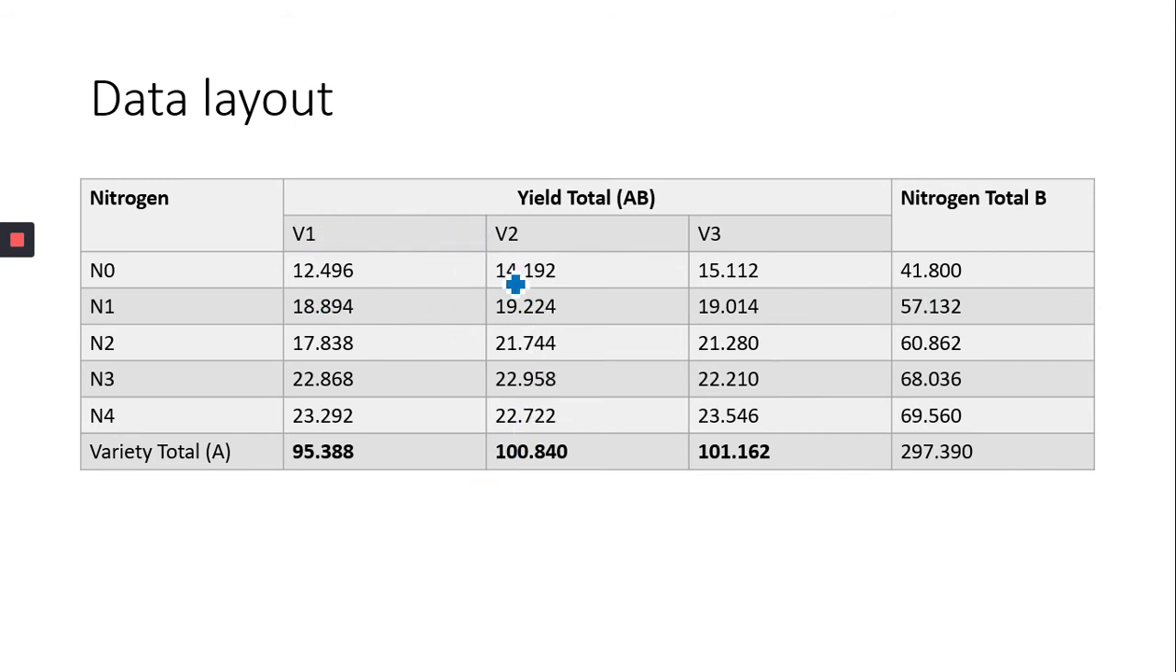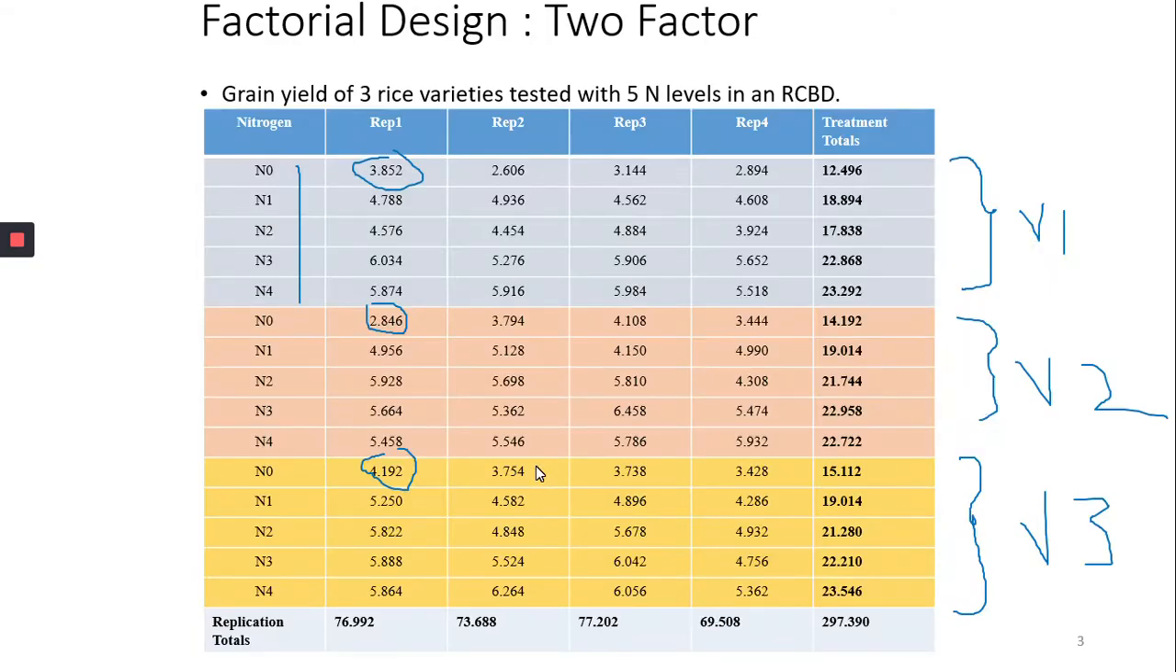This will enable you to get the total for N0, N1, N2, N3, N4, for variety 1, variety 2, variety 3. Right. This is important. Check the layout: nitrogen totals, variety totals. And take note that we are getting this from this table.